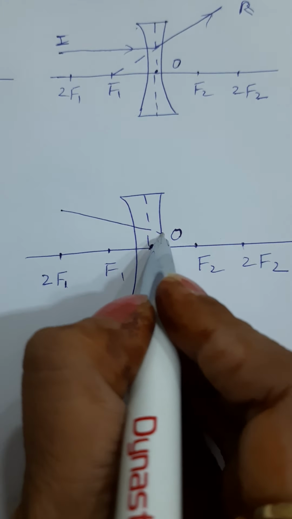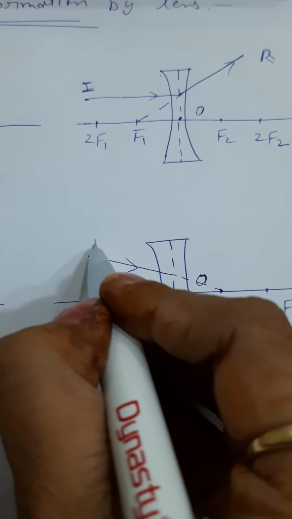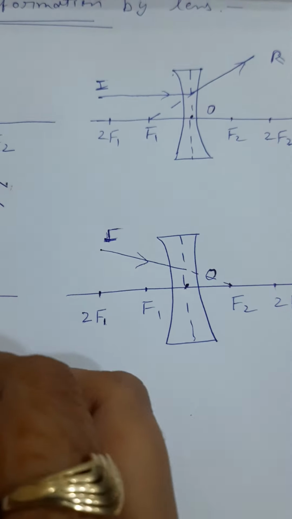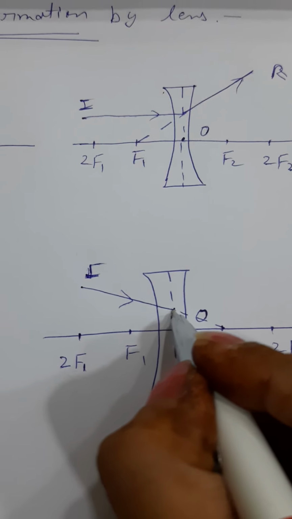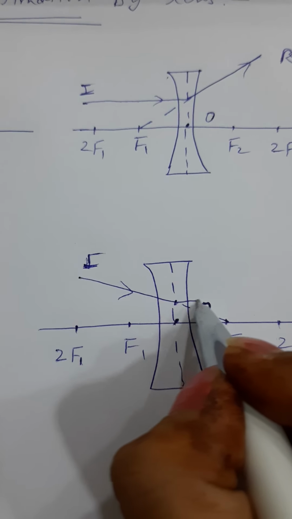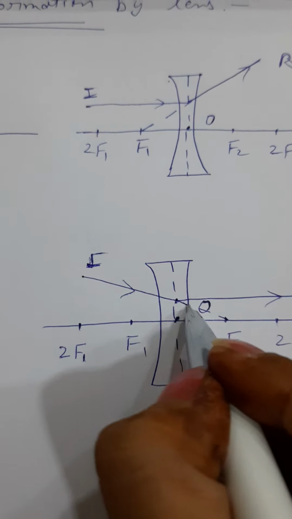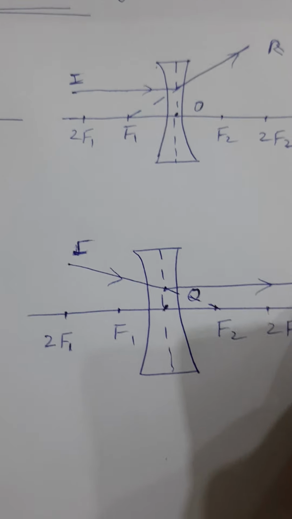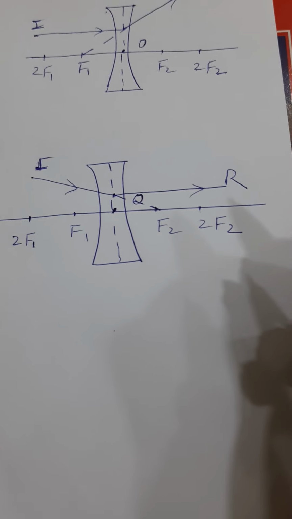This is the incident ray. This is the refracted. So what will happen? As soon as it passes through the lens, it will become parallel. This is the appearing portion only. This is the refracted ray. Okay.